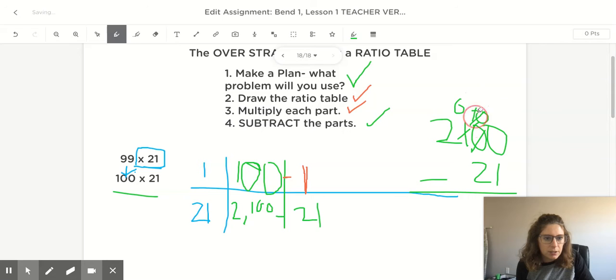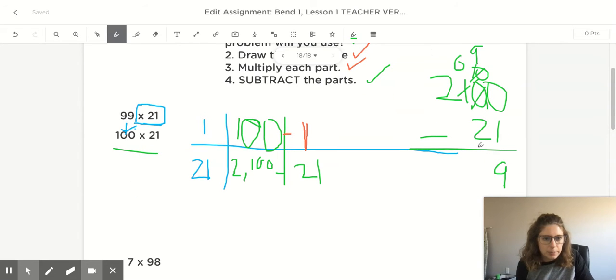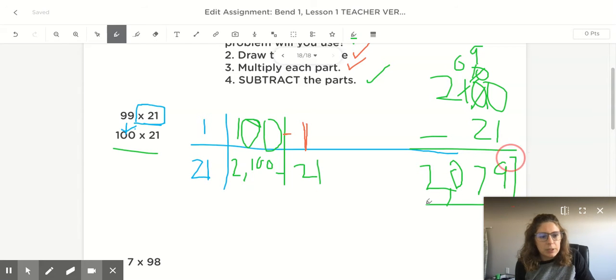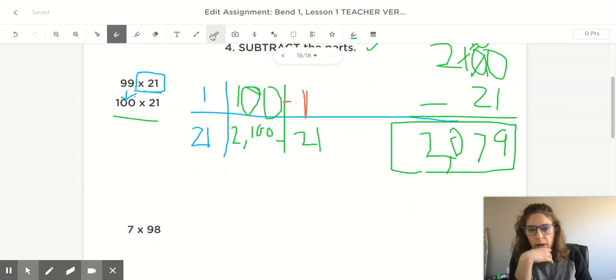This can become a 10, cross it out, becomes a 9. 10 minus 1 is 9. 9 minus 2 is 7. Nothing minus nothing, 0. 2 minus nothing is 2. So 99 times 21 is 2,079. Let's try one more.